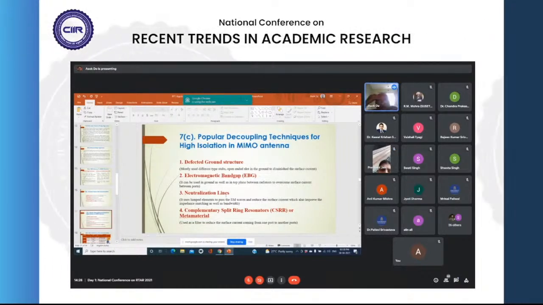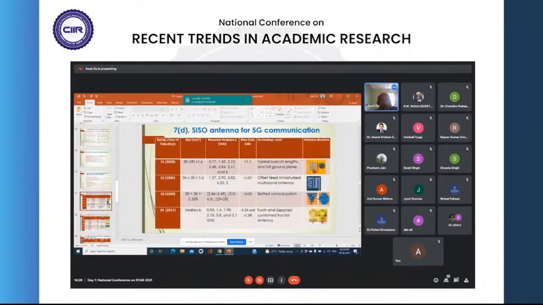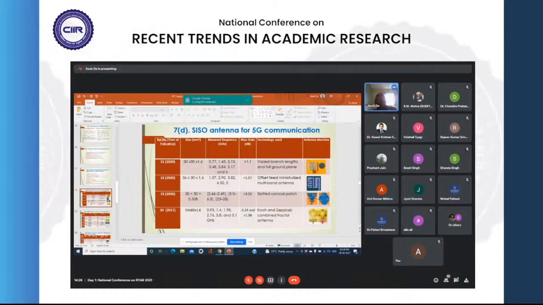Complementary split ring resonator or metamaterial is also used for reducing the coupling, and is one of the decoupling techniques on MIMO antenna. Now, I'll talk about some of the antennas which have already been proposed by different researchers and which have some prospect for the future 5G communication.